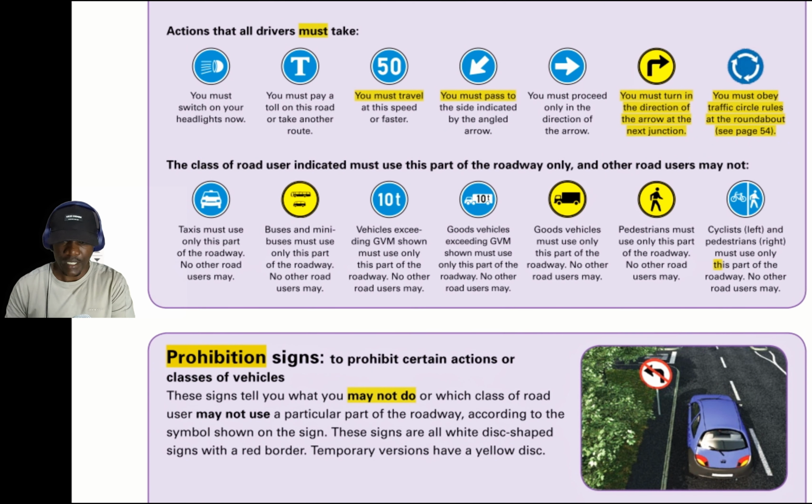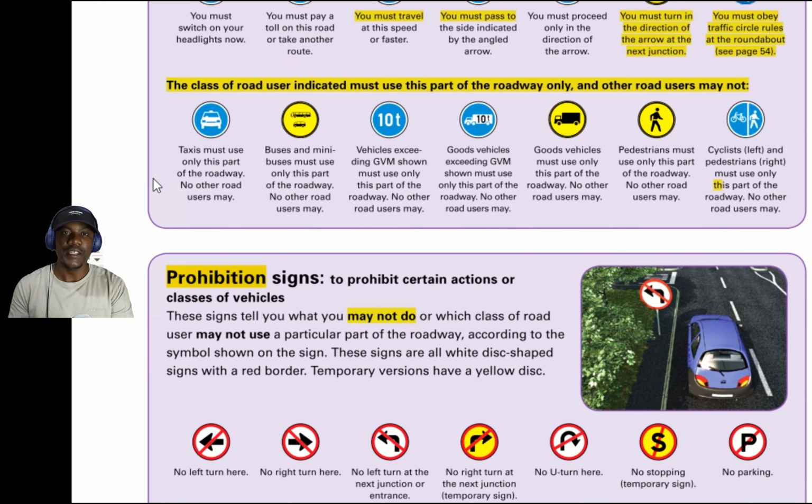Okay, you remember that the command signs are divided into two. First, what we were just looking at: actions that all drivers must take. And then the second section is that the class of road users indicated must use this part of the roadway only, and other road users may not. So we're doing the last section, the second one, under the group of command signs. Remember that. Okay, what does this sign tell us?